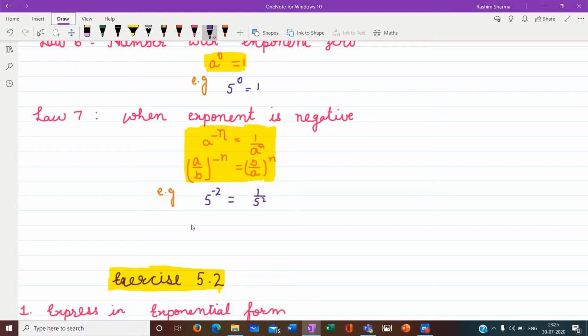Same way, if I have a fraction 2 upon 3 raised to power minus 2, how will we make it a positive exponent? We will reciprocate the fraction. It will become 3 upon 2 and exponent will become positive. This is the way we solve the negative exponents. Okay. Now let us start with exercise 5.2.